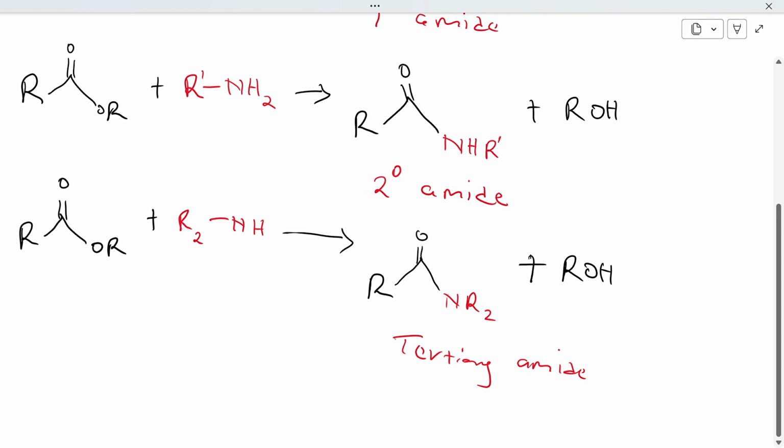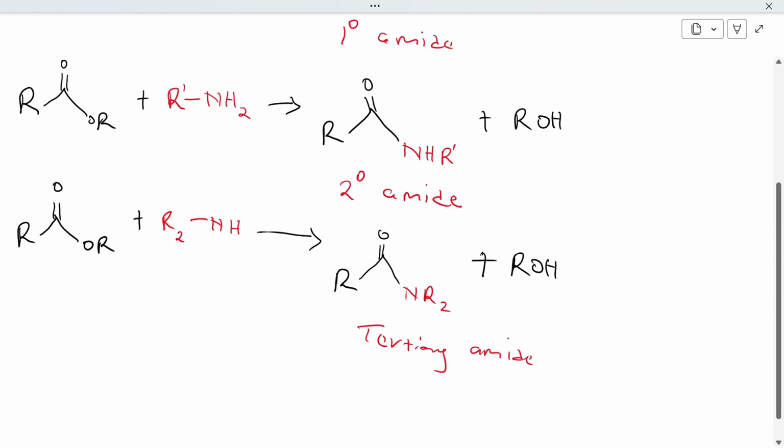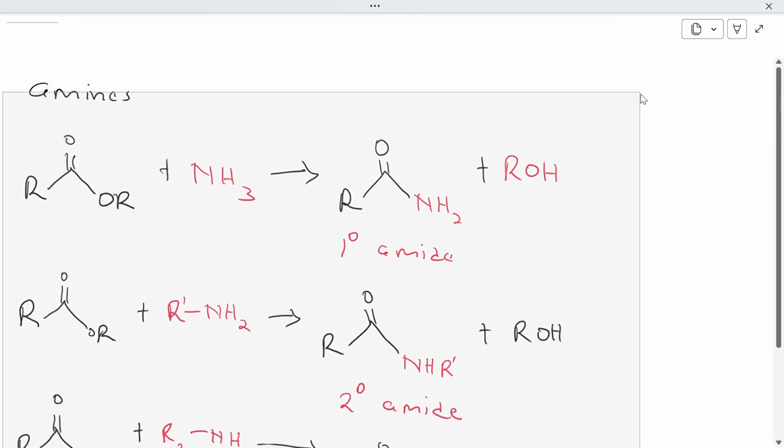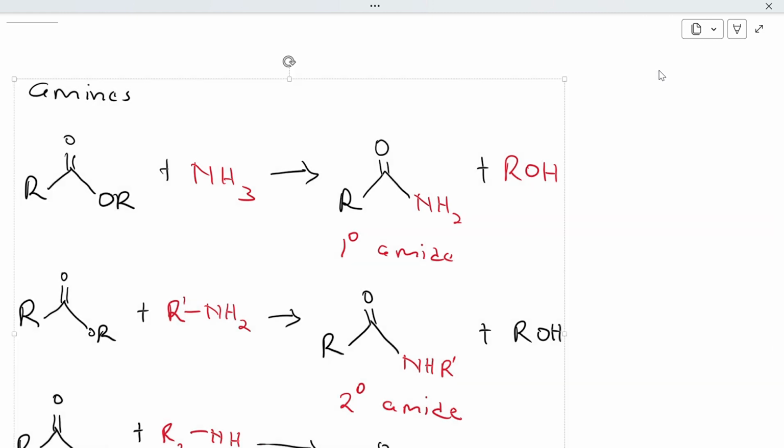Now, after knowing all that, since ammonia, primary amine, and secondary amine all have nitrogen, and their nitrogen has a lone pair of electrons, the nitrogen in them makes those substances capable of acting as a nucleophile. They can act as good nucleophiles or better nucleophiles.